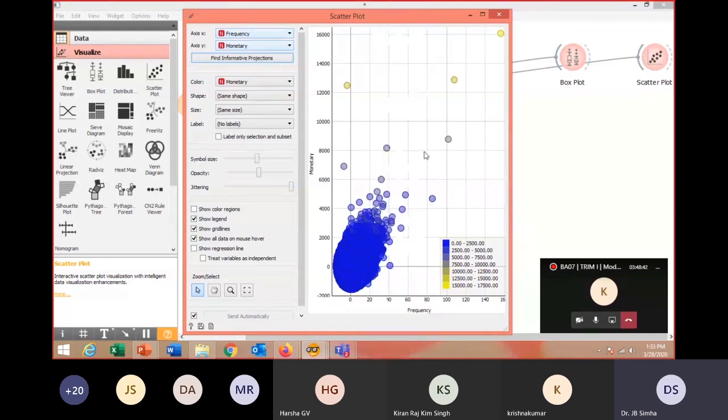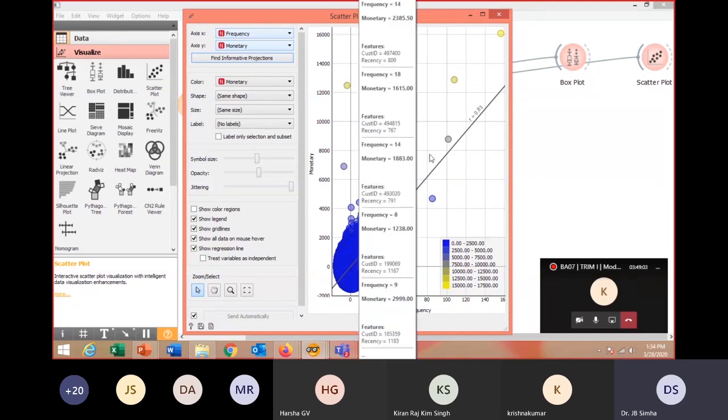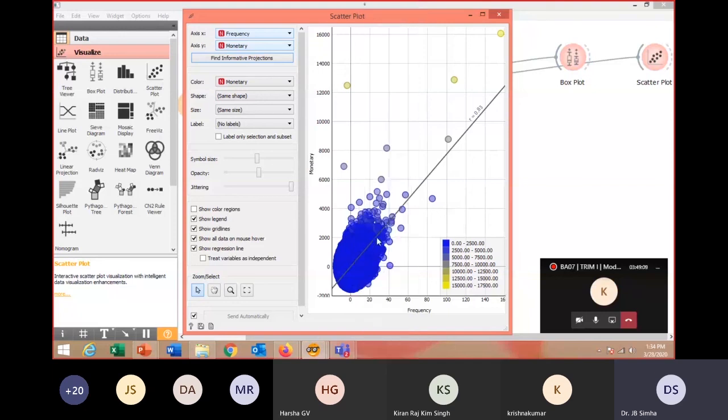There is a clear region where we can show the regression line, how it looks like. When I put the regression line, it comes there. So we will see how the regression line is working. Now it shows this is what we call a relation. It is linearly related, isn't it? Frequency is linearly related to monetary. It's obvious, but the data also shares so.